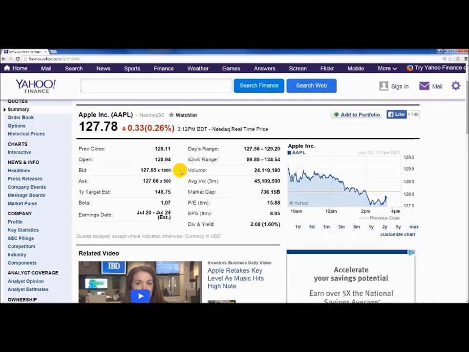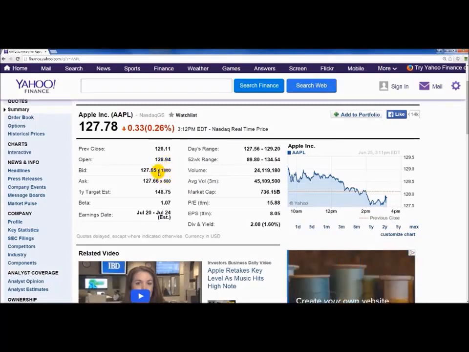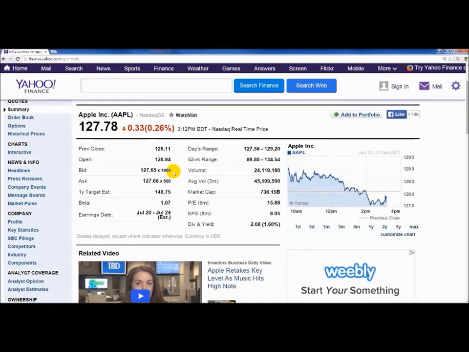Moving on down, we see the bid and the ask price. If you were to sell your stock as an individual investor, you would receive the bid price. At current, you could sell up to 1,800 shares at $127.65. How do I know you could sell 1,800 shares? We have the depth of the quote right there, 1,800 shares. Now you could sell more than 1,800 shares if you wanted to, but you would have to accept less money for everything over 1,800.